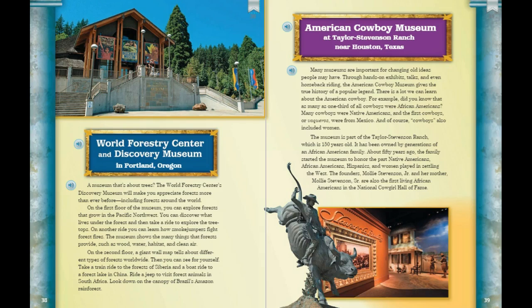To analyze something means to study it or look at it really carefully. How can you analyze the author's opinion that you will appreciate forests more than ever before if you visit the museum about forestry? To monitor and clarify your understanding of what you read is very important. Where should you stop to check your understanding when you're reading Museums, Wonders of the World?